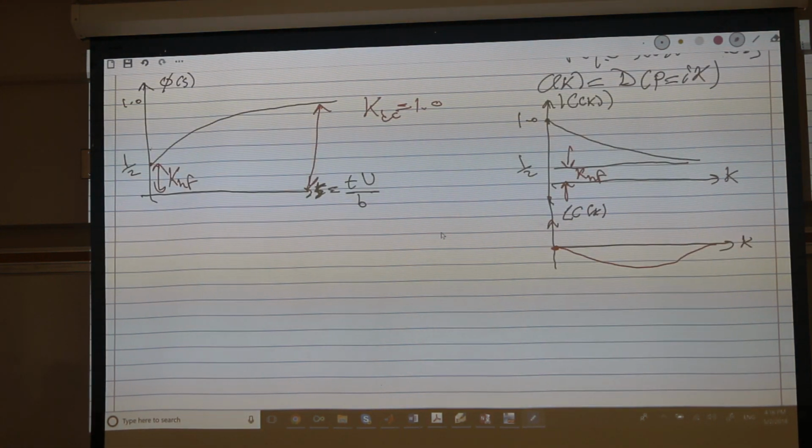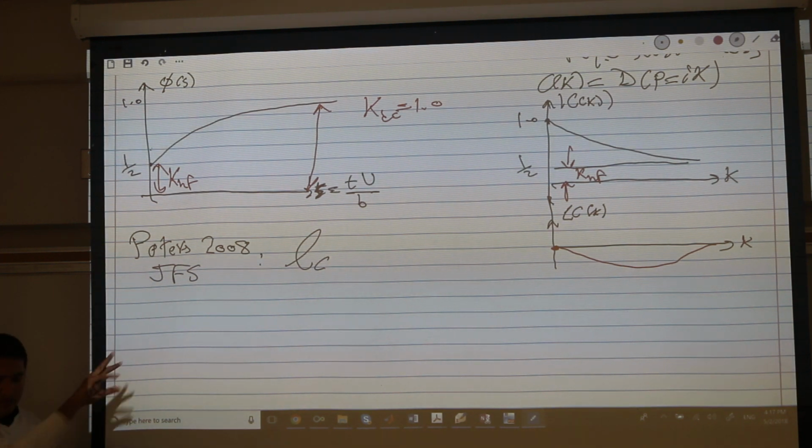So is this saying that there's a part of the system that has no dynamics that passes through directly, and another part that has dynamics? Exactly. So one of the very interesting papers is by Peters, 2008. You can see it's relatively recent, in the Journal of Fluids and Structures. He showed that, not exactly, but you can infer from his words and paper the following.